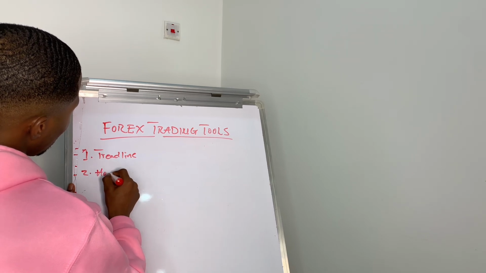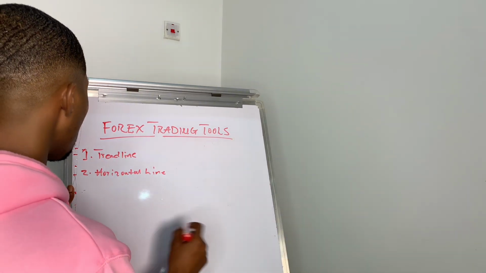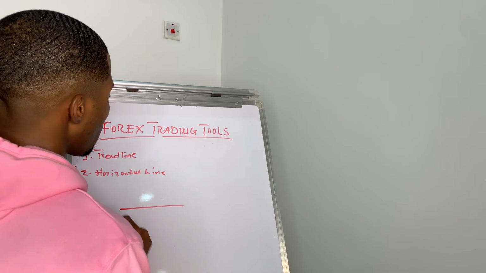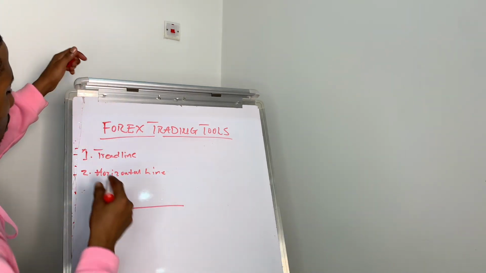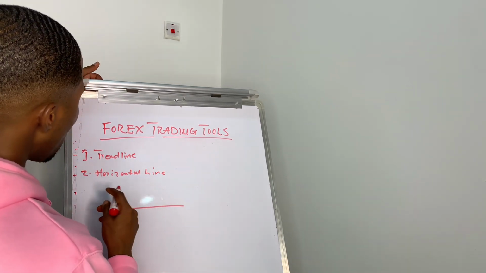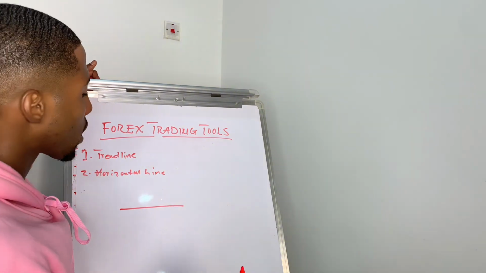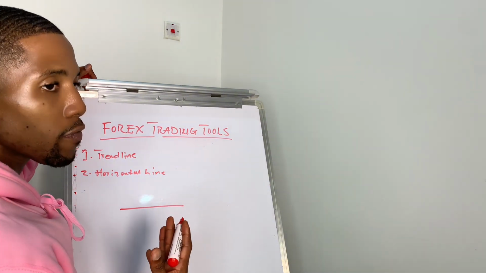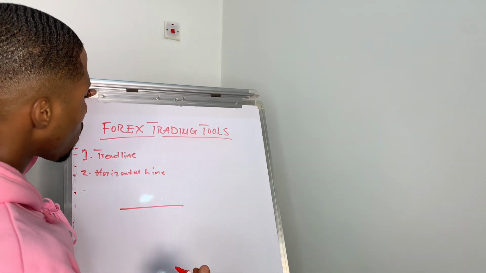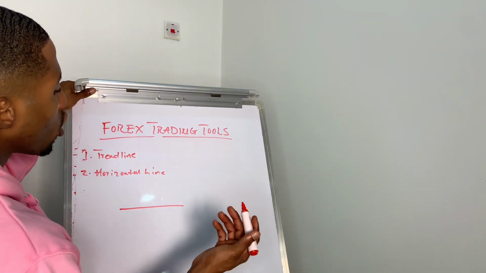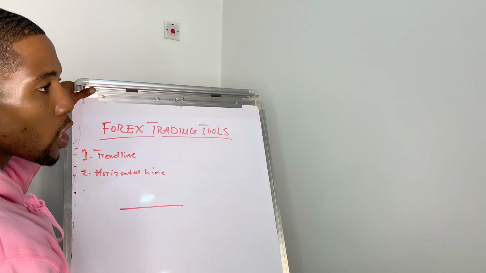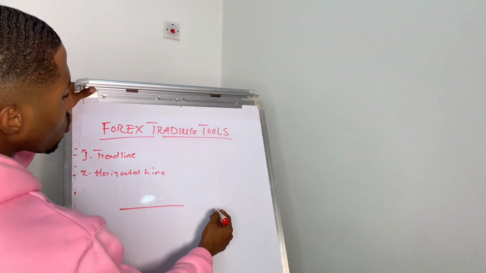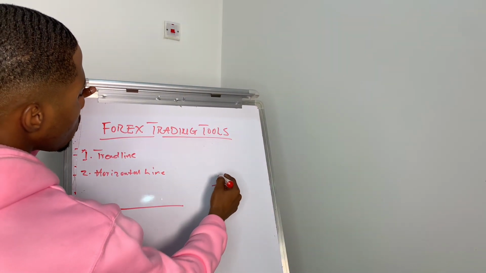Horizontal lines. Now, we all know what horizontal is. Horizontal lines are like this. And if you all remember, in my last video we spoke about the ranging market. These horizontal lines are basically good for identifying your support and resistance levels. When you hear support and resistance, you should know that a support is a floor and a resistance is a roof.